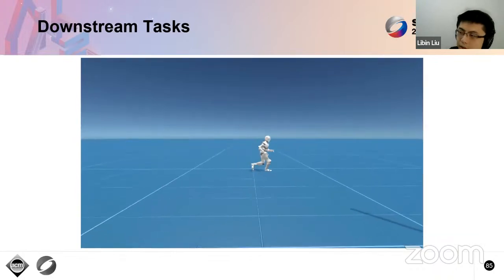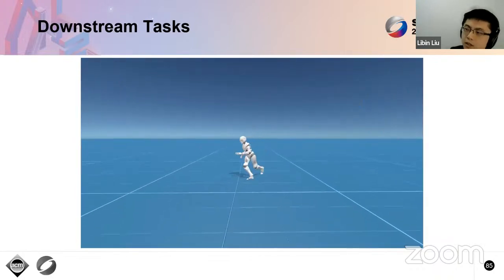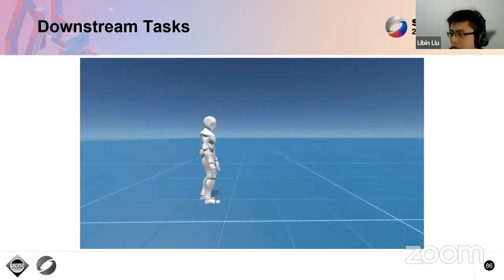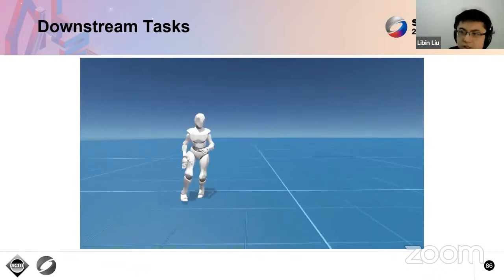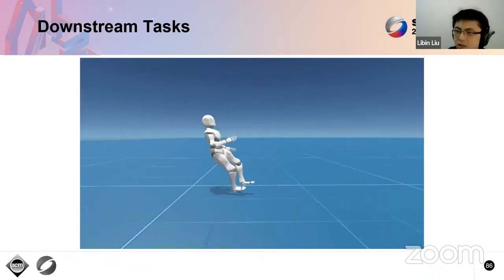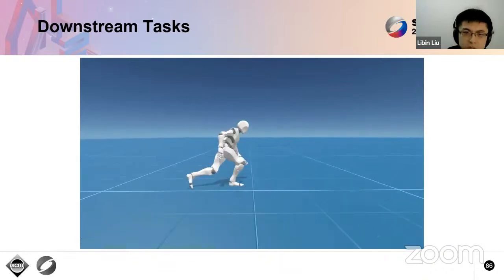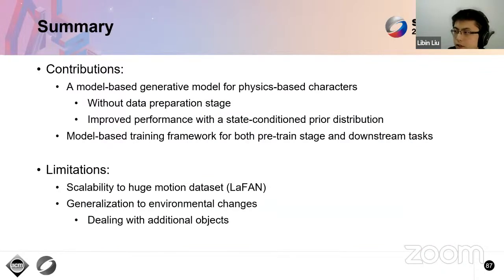We can train high-level policies to let the character run and stop at certain target positions, and also make the character resist external perturbations, and it automatically generates a natural response to the perturbation. So to conclude, in this work, we have presented a model-based method to train generative models. These generative models can combine with the world model to achieve very efficient training of downstream tasks.